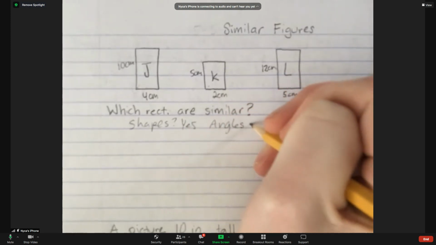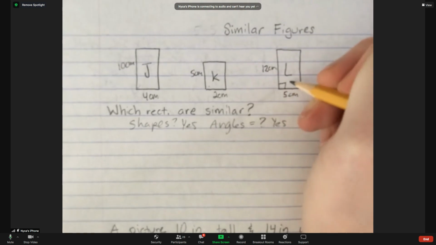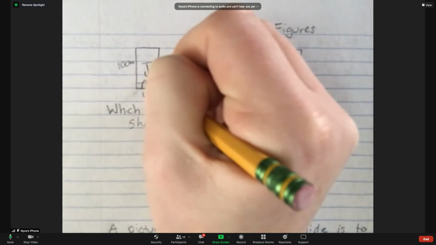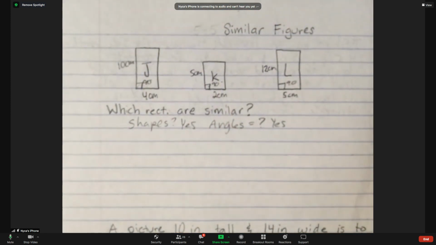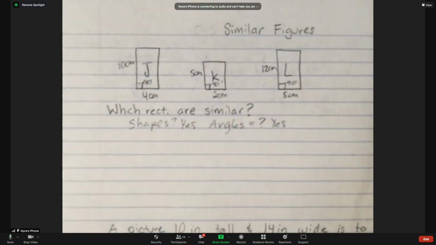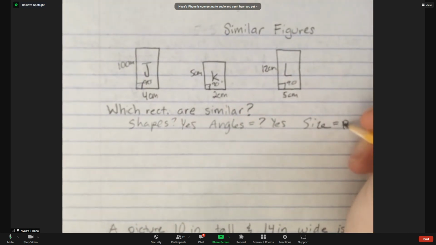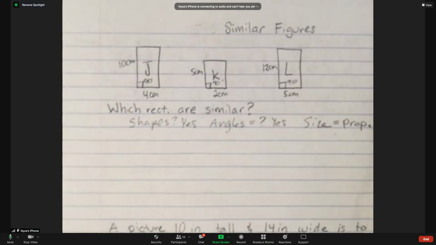So the angles are equal. Okay. What you should see is, if this is 90 degrees, this is 90 degrees, this is 90 degrees, you would look at the degrees and spot, are they corresponding? Are they equal? Yes. All right, so what is the difference here? The sizing is the difference. So the piece that we need to look at is to see if the size is in proportion.